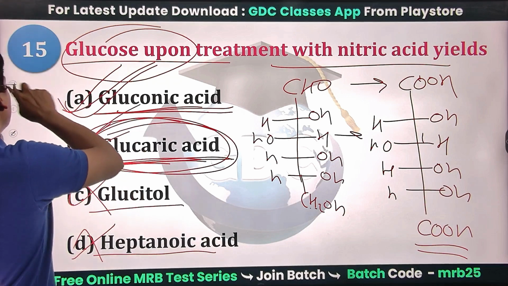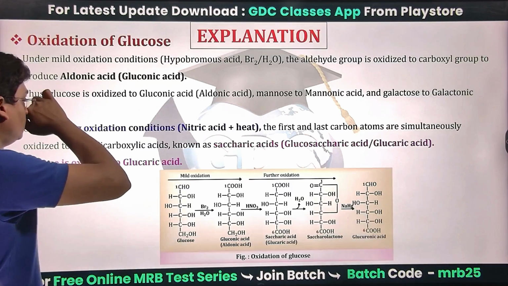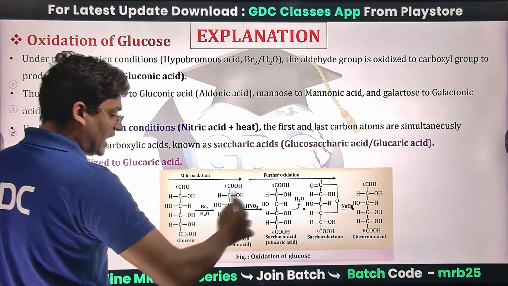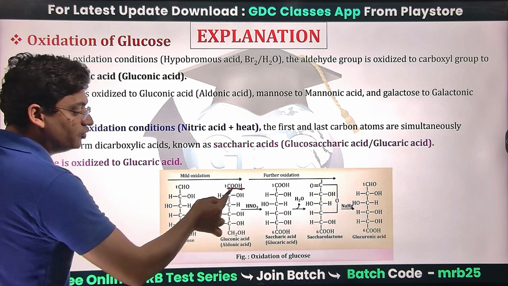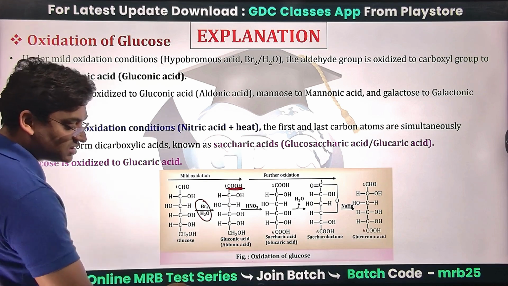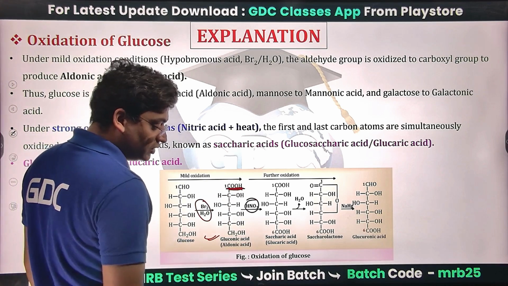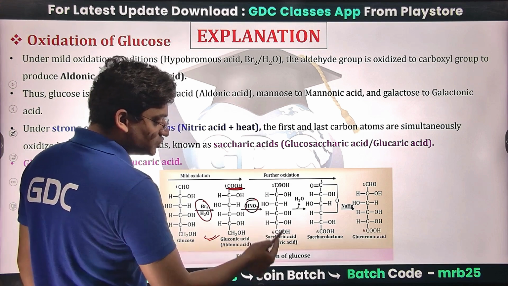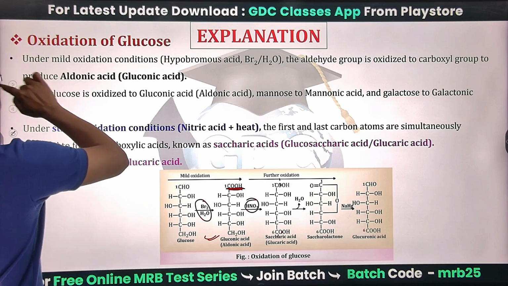So they will be giving you B, that is glucaric acid. Like here you can have a screenshot: glucose with Br2 and H2O will only give you one carbon oxidation, the rest of the structure will be the same, that will be gluconic acid. And when we treat this with HNO3, both the terminal carbons are oxidized to carboxylic acids, so it will be glucaric acid.